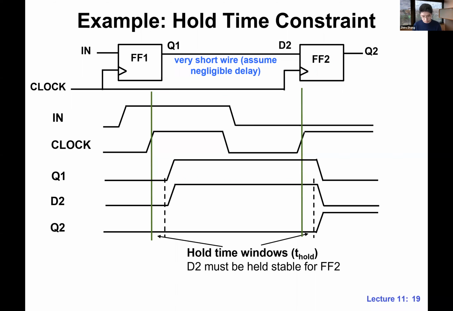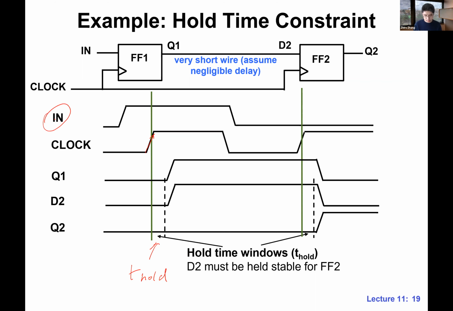But we only need to focus on one of these. Let's just focus on this gap. This is T hold. At this clock edge, with the input, we first need to look at Q1 because Q1 is directly connected to D2. The moment that Q1 changes, D2 changes. This is the worst case scenario. The moment there's a transition for Q1, D2 will be transitioning as well.